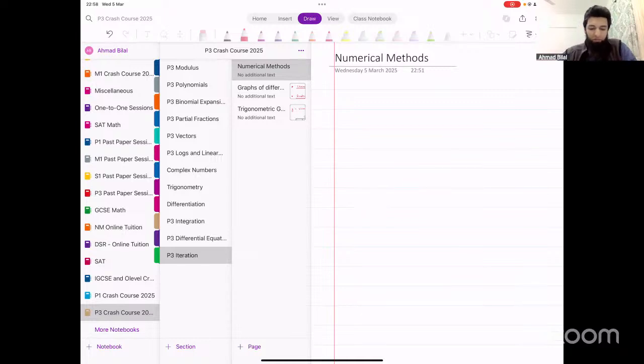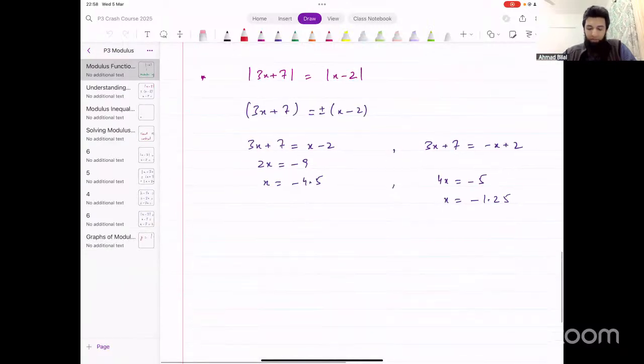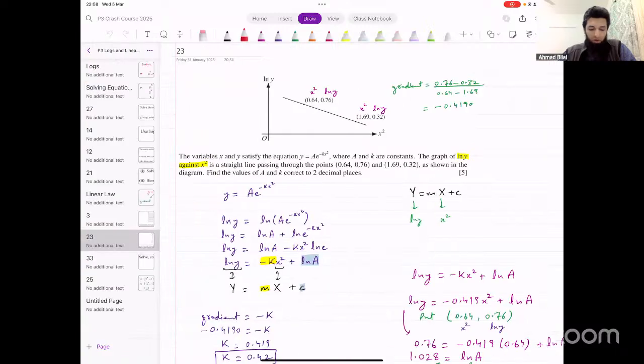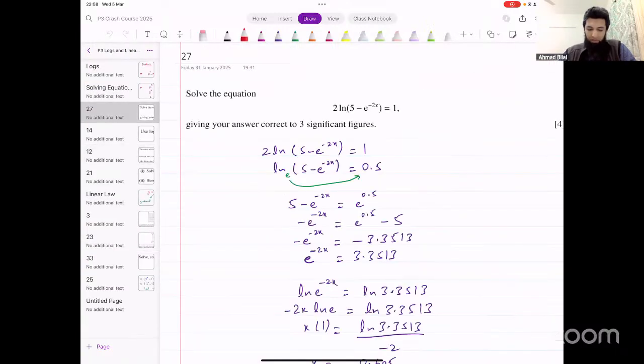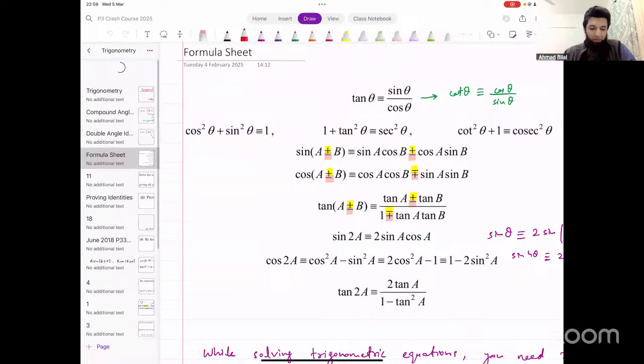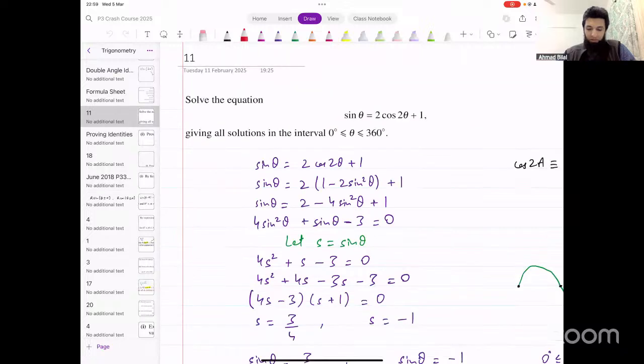Then we've also solved equations involving modulus, right? Equations like these. We've learned how to solve equations that involve logs, for instance, equations that look like this. When we have exponential equations, e raised to power something, we've also learned how to solve them. Then in trigonometry, we learn how to solve equations involving trigonometric functions. For example, if we have an equation like this, we know how to solve this as well. So across paper 1 and paper 3, we have learned different methods for solving different types of equations.